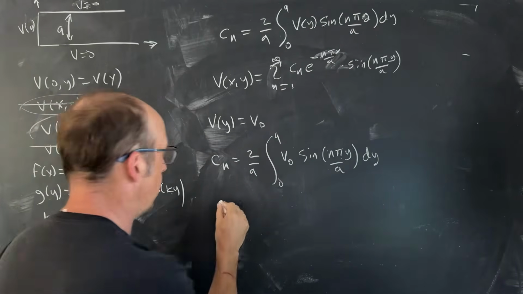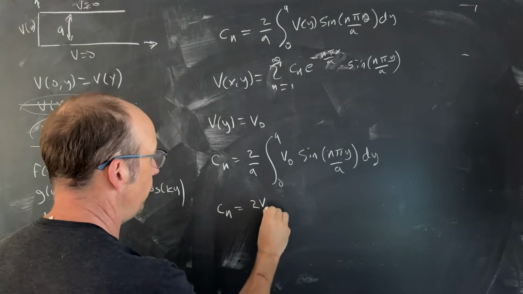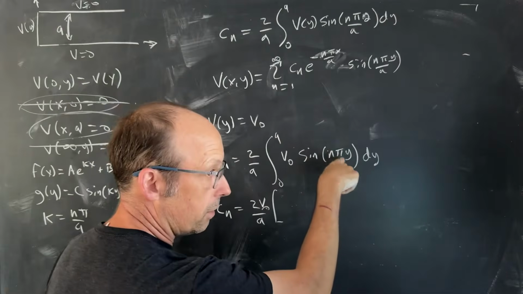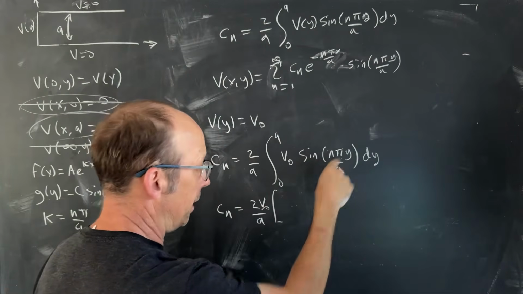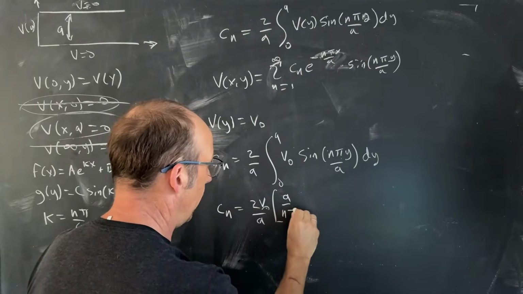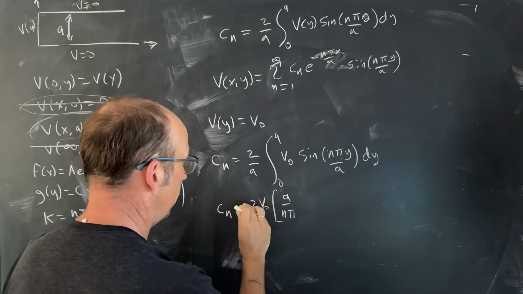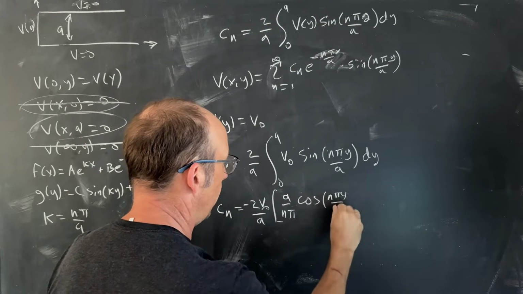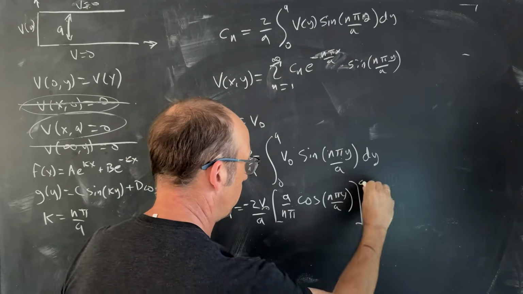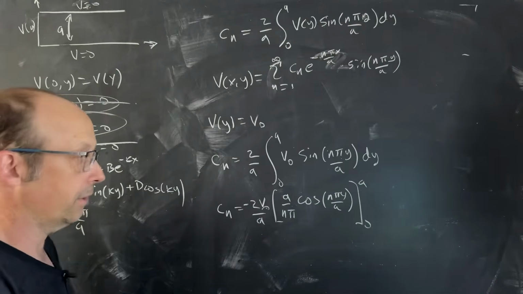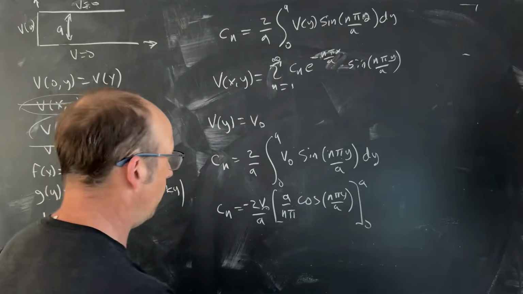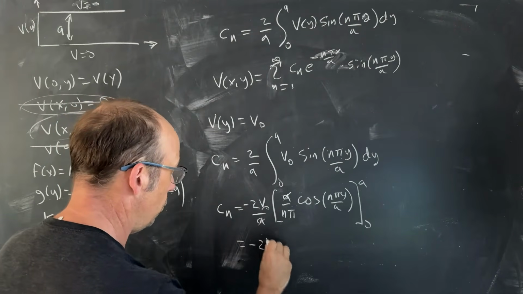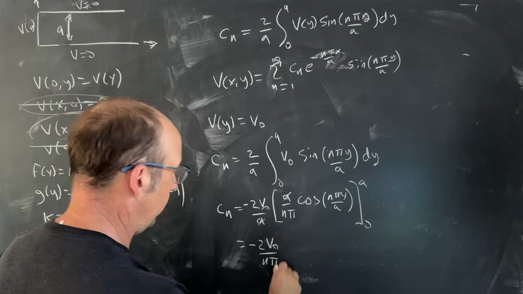It's negative cosine. So Cn is going to be 2 V0 over a. And now let's just integrate this. I have to include the derivative of that stuff and then divide by that. So I'm actually going to get a over n pi, negative cosine n pi y over a, from 0 to a. So that wasn't so hard, right? Okay, now let's evaluate it at the limits. So these a's cancel.